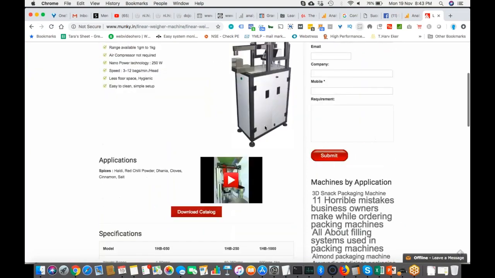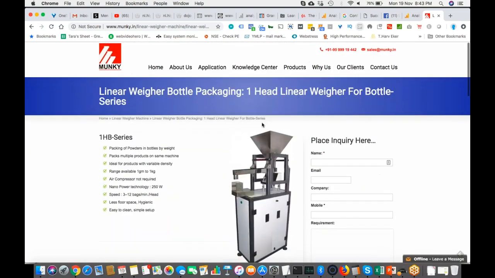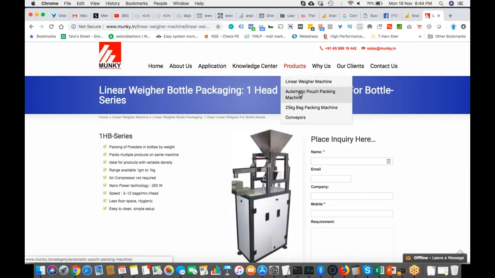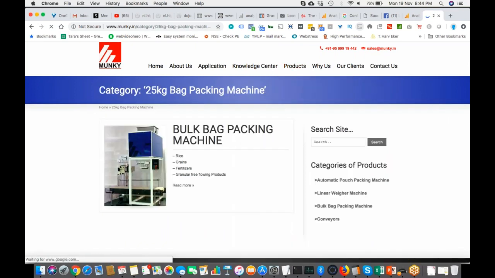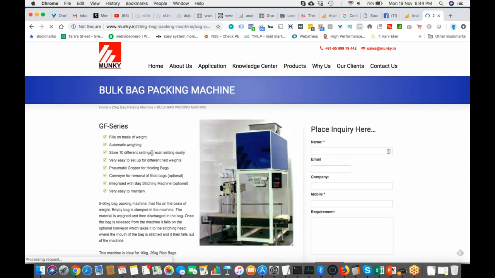If you go to any other product page, this will capture, of course, the details that you want to capture through this form. But it will also capture the name of the product or the machine the user has shown interest in automatically. So that's how you collect a lead.